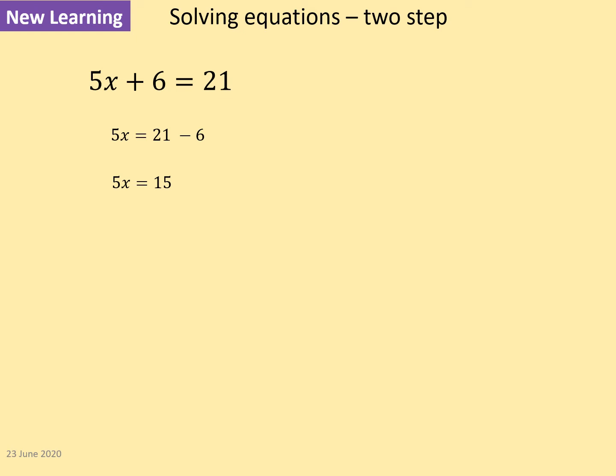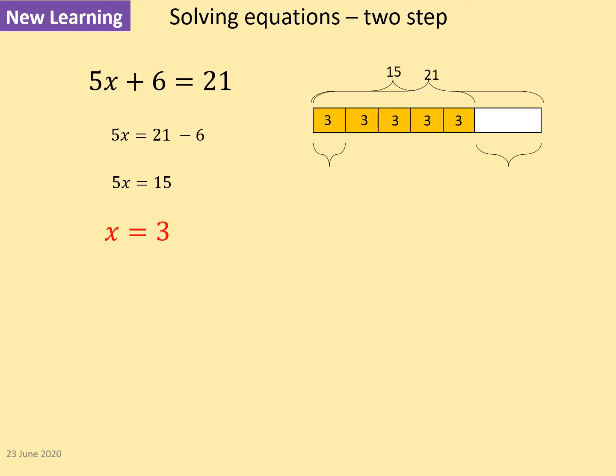5x means 5 multiplied by x. The inverse to multiplication, and the way we need to solve this now, is to do division. So 5x divided by 5 would give me x, and 15 divided by 5 will give me 3. So I now know that x equals 3. You can see this from the diagram shown.